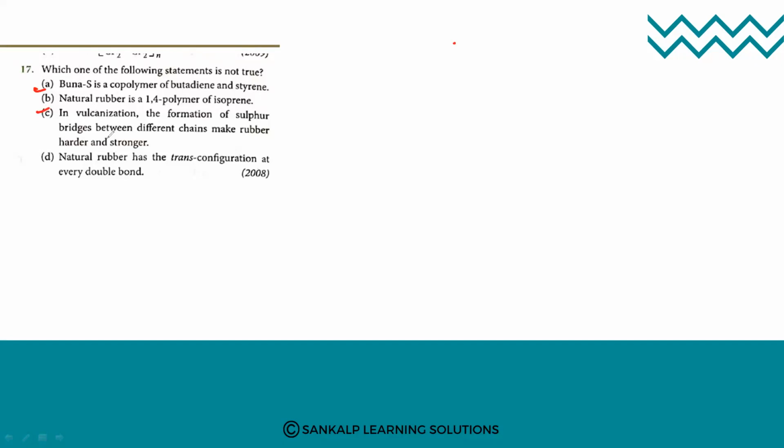Then in vulcanization, the formation of sulfur bridges between different chains makes rubber harder. This is also correct. Natural rubber has the trans configuration at every double bond. No, it has the cis configuration. So the statement which is not true is option number D. In natural rubber, it has all cis configuration at the double bond.